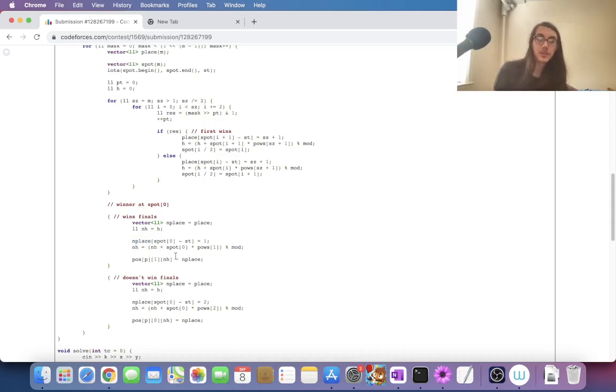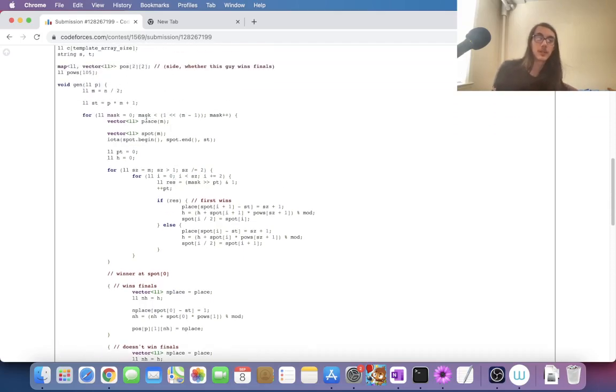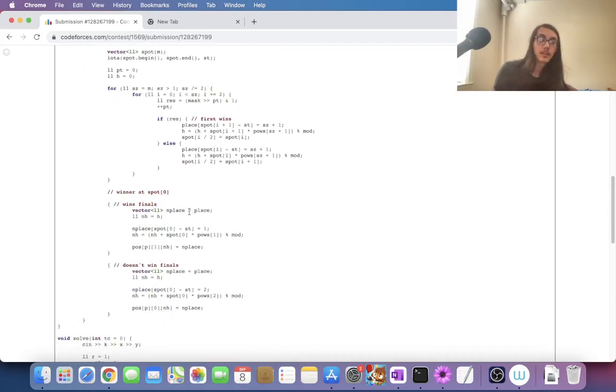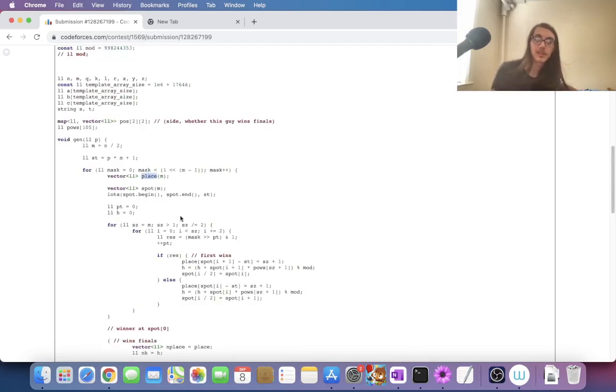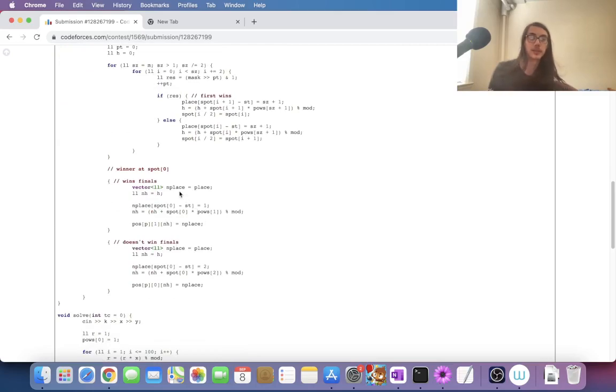So this is like a new place, a temporary place, just so I don't overwrite what I want, because changing a variable that is in a higher scope will change it. So I don't want to change it. I want to create a copy and then change that copy. So it's not really necessary to do the bracket thing, but whatever.